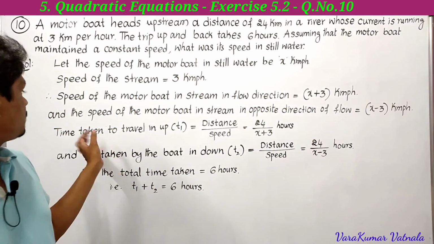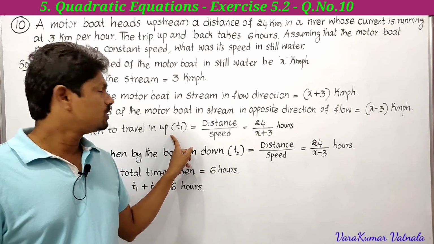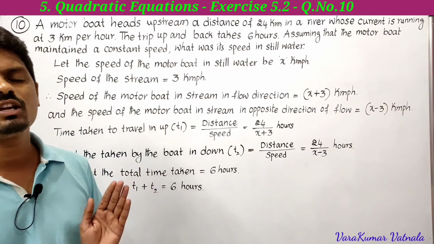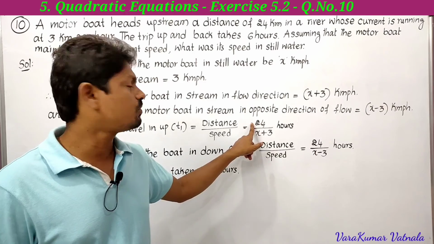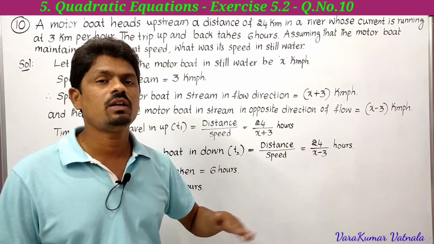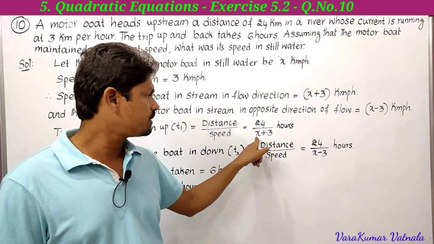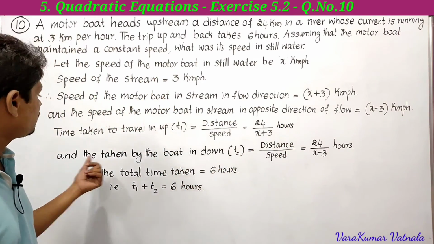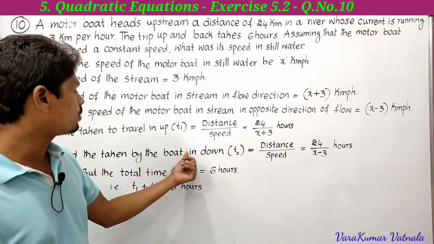And the time, see here, time taken to travel upwards is equal to distance by speed. Generally, we have time is equal to distance by speed. Here, distance is equal to 24, speed is equal to x plus 3. So the boat is moving in the flow direction, then the speed is x plus 3. So time, it is in hours. And the time taken by the boat in down.